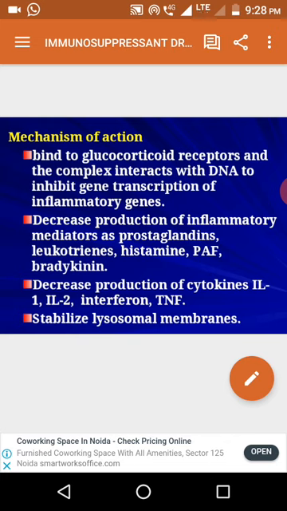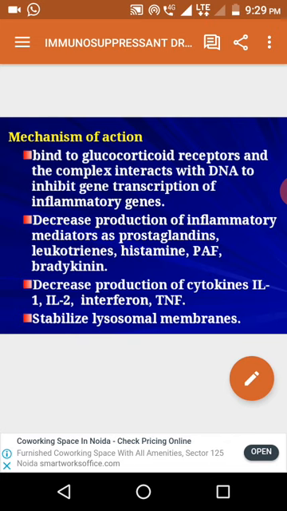With this, there is an inhibition of the expression of cytokine genes. So which cytokine genes? Interleukin 1, interleukin 2, interferon, and tumor necrosis factor. These are all the cytokines which are responsible for T cell activation and proliferation. With this, there is inhibition of both cellular immunity as well as humoral immunity. So this is the ultimate effect.